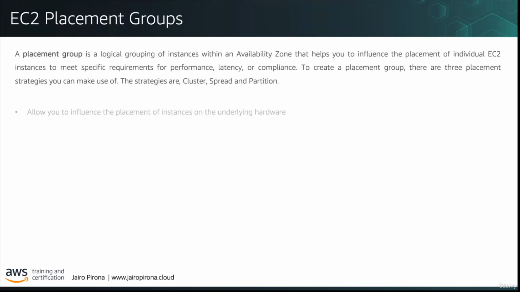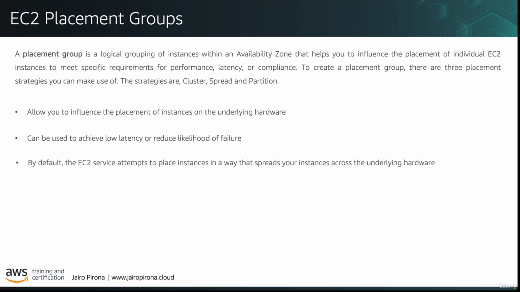By default, when you launch EC2 instances, you have no control over how AWS deploys them to the underlying hardware, but you can influence this using placement groups. Placement groups allow you to influence the placement of instances on the underlying hardware. This can be useful for use cases such as achieving low latency or reducing the likelihood of failures. For example, you may want to pack your instances close together to achieve low latency or distribute them across different underlying hardware to reduce the probability of failure.